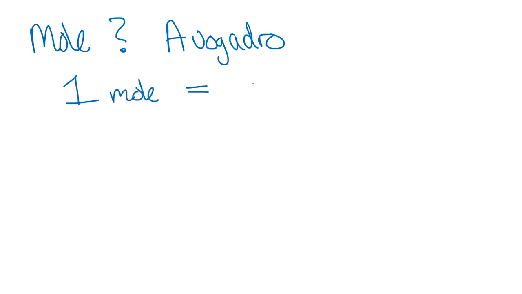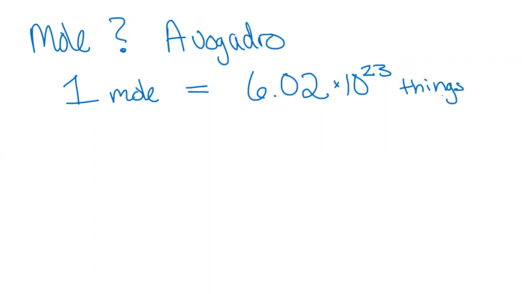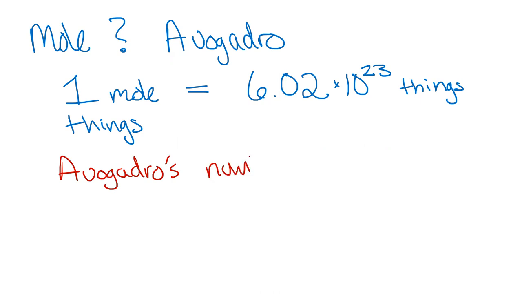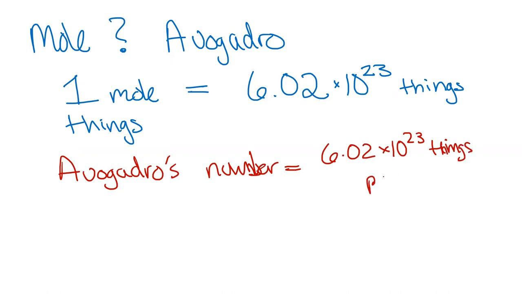One mole is equal to 6.02, technically it goes on and on and on, but 6.02 times 10 to the 23rd things of whatever we're talking about that mole. So one mole of things is equal to 6.02 times 10 to the 23rd things. One mole of things contains 6.02 times 10 to the 23rd things. So there is an official term, Avogadro's number. It's named after him because he was the one who came up with the idea. And it is 6.02 times 10 to the 23rd things per one mole of things.